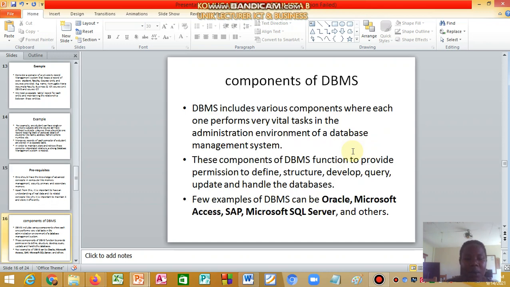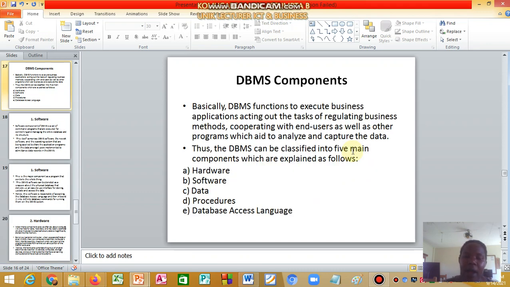Components of database management system include... they perform very vital tasks in the administration environment of a database management system. These components of the database management system provide permission to define, structure, develop, query, update, and handle the databases. For example, examples of database management systems can be Oracle, Microsoft Access, SAP, Microsoft SQL Server, among others.